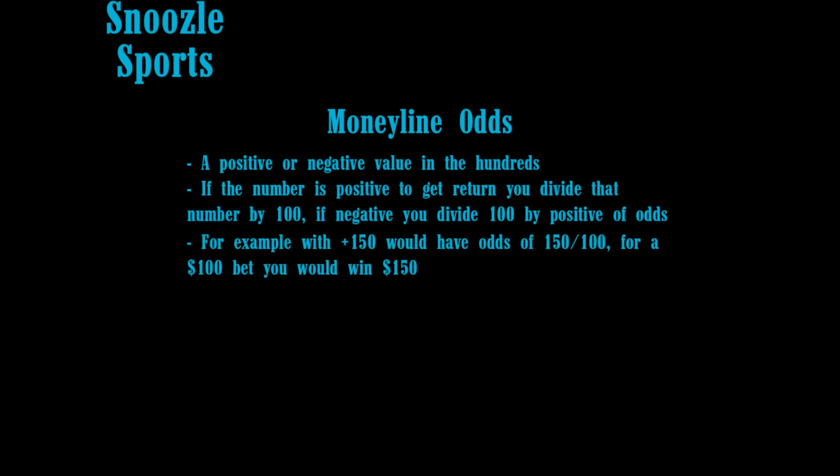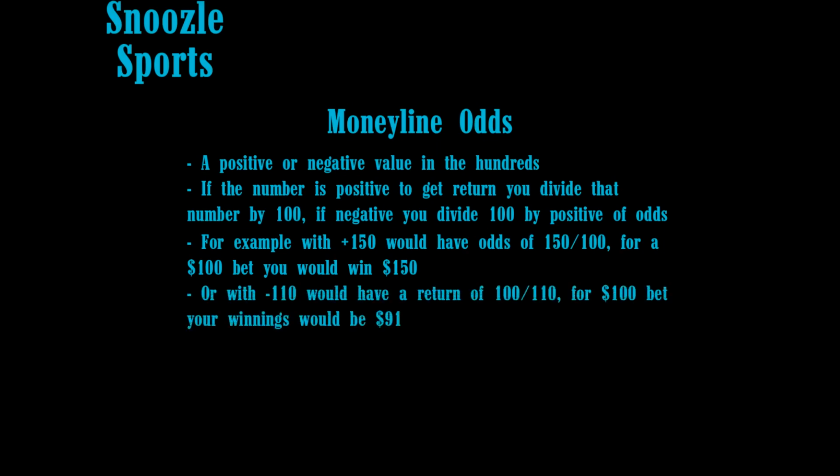So for example, I have plus 150 as the odds. I would divide that 150 by 100, and so basically, if I bet $100, I would be getting $150 as my winnings, plus what I bet, so I'd get $250 back.